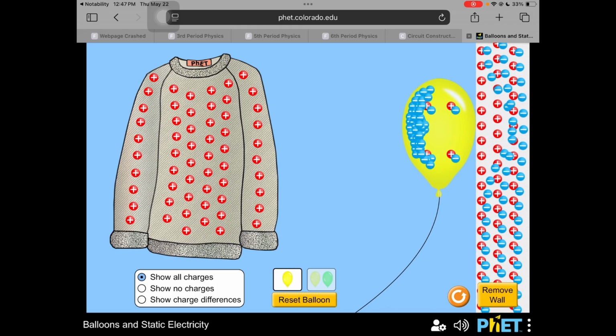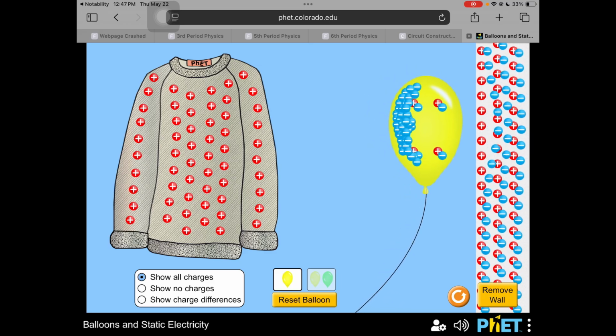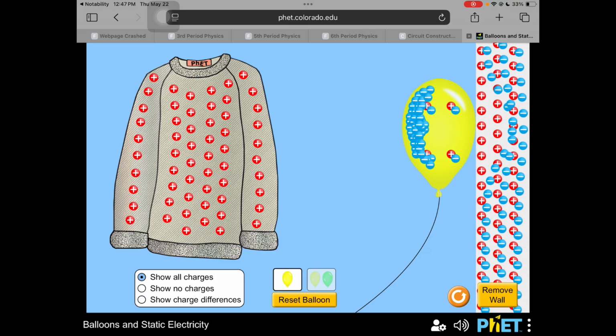To note, I'm not charging the wall here. The wall still has the same number of protons and electrons. It's still neutral. It's just been polarized.